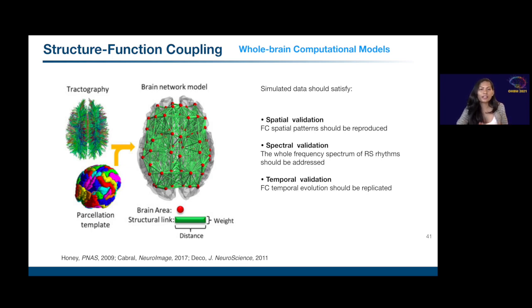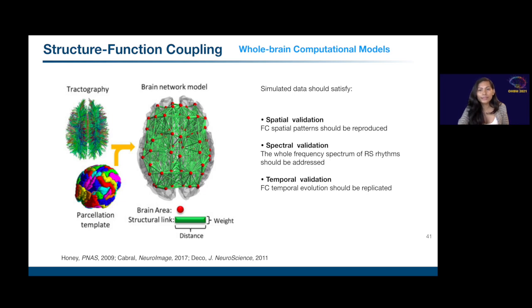So basically, these are the requirements that the simulated data should satisfy. First, the functional connectivity spatial patterns should not only be reproduced, but also the whole frequency spectrum of the resting state signals should be realistic. More importantly, in order to understand the underlying mechanism of functional brain dynamics, it is important for these models to also capture a realistic temporal evolution of the data.